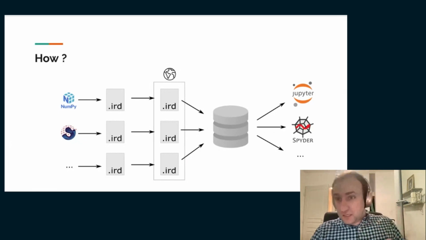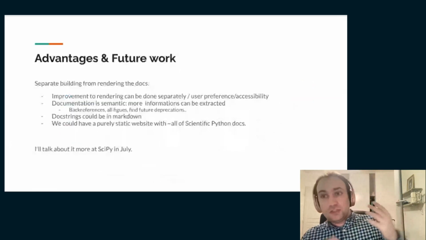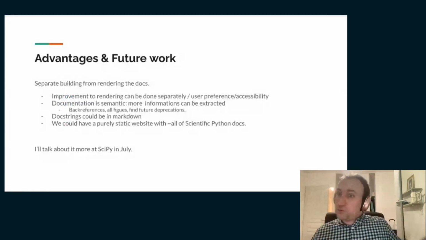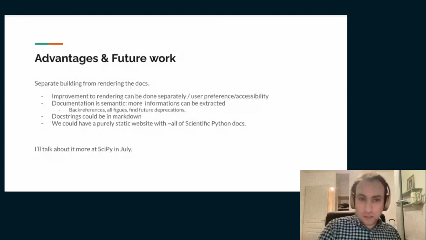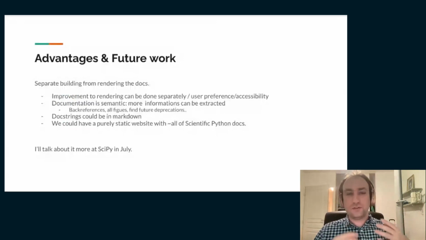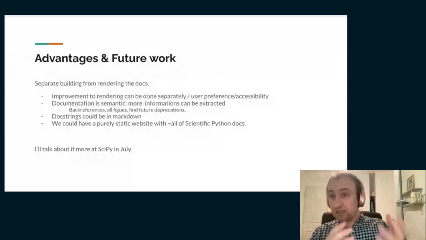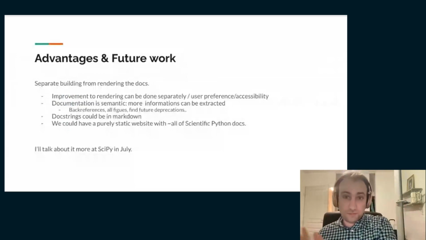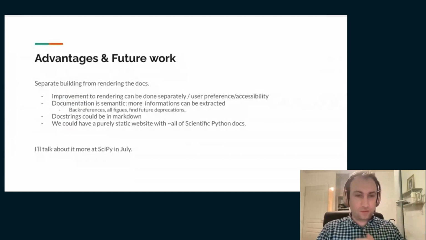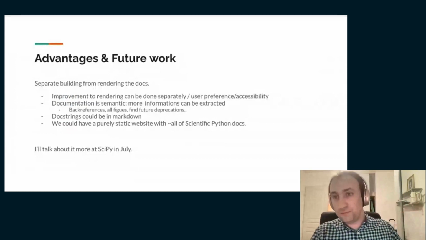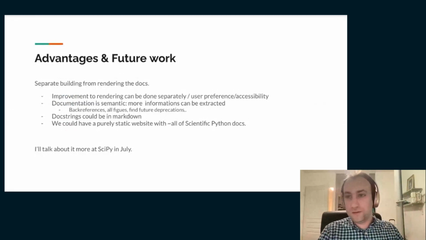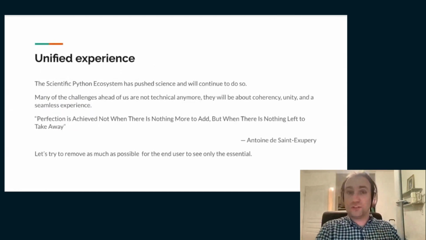The documentation is also semantic, so you could imagine, for example, backpatching documentation. If you deprecate parameters, you could backport that to all the previous versions of the documentation automatically. You can have back references, all the figures, find future deprecations. You could write docstrings in Markdown, now that the rendering of docstrings is separated from the source itself. And if you want, you could build a purely static website that renders all of the scientific Python docs, and don't have users worry about how it looks because it's a different domain or a different color. I present that more at SciPy, if you don't, come talk to me. And I believe a unified experience is really important for users.